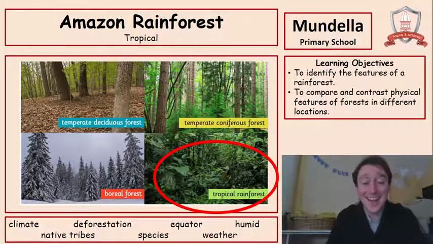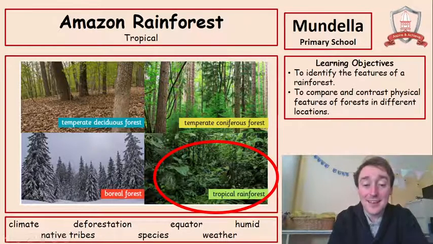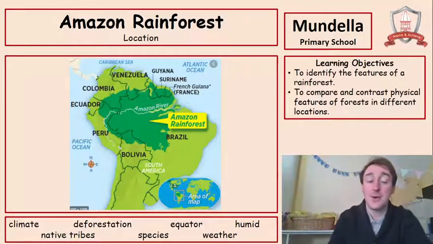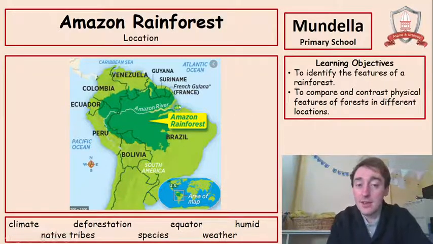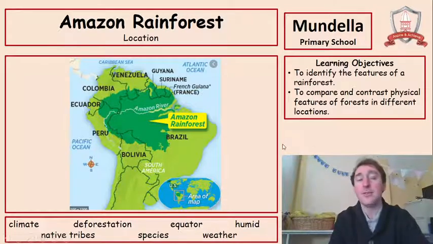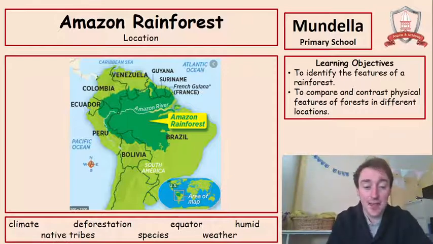There we are. And that's very different to what we can find over here in England. So let's have a look at tropical rainforests. The Amazon rainforest is the largest one, and this is where it is. It's in South America, long way away, and it's right near to the equator. Okay, most of it is in Brazil, but it also goes into Guyana, Suriname, Venezuela, Colombia, Ecuador, Peru, Bolivia, loads of countries across South America. So you can imagine how big that is.